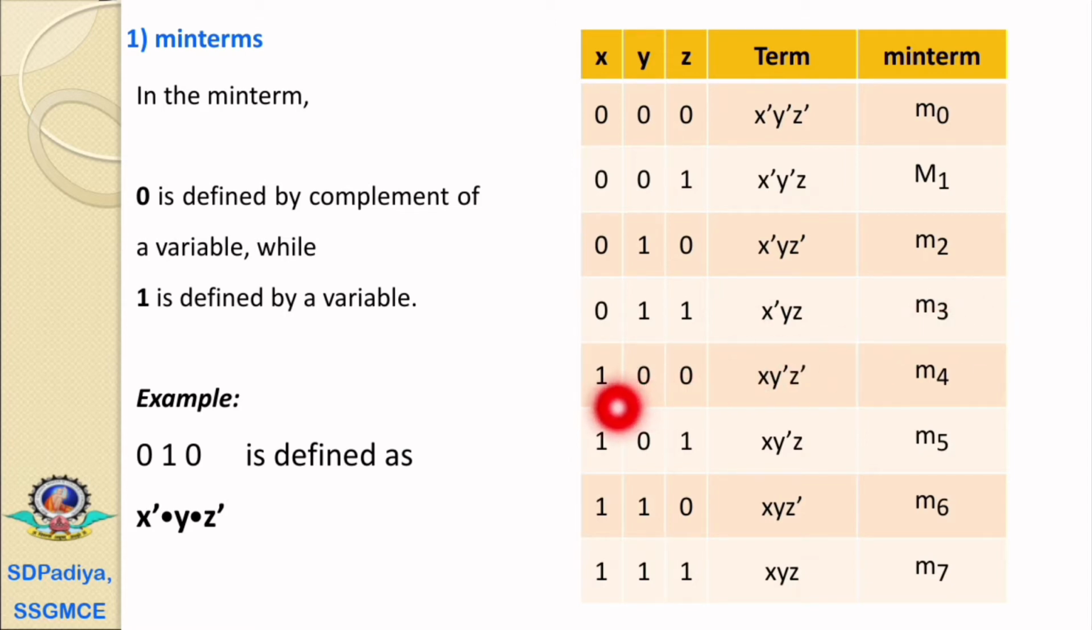Then 1, 0, 0 is x, y dash, z dash. 1, 0, 1 is x, y dash, z. 1, 1, 0 is x, y, z dash, and the last, 1, 1, 1, is x, y, z, and it is for m7. Similarly, by replacing any variable by 1 and the complement of a variable by 0, we can find its value.